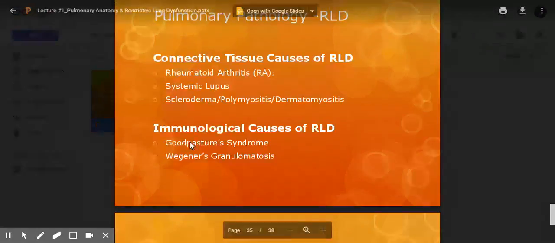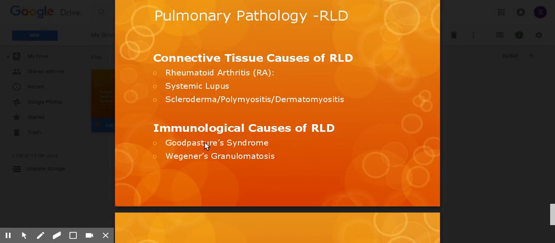There are immunological causes for restrictive lung dysfunction: Goodpasture's syndrome and Wegener's granulomatosis. In Goodpasture syndrome, you will see intra-alveolar hemorrhaging, and obviously the inflammatory response to that intra-alveolar hemorrhaging will result in restriction of the lungs. The granulomatosis is a vasculitis of the respiratory tract, and it results in ulcerations and, again, fibrous scarring.